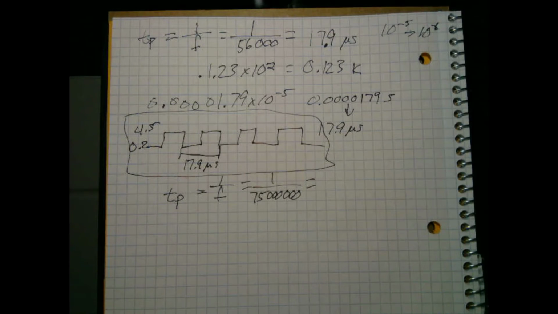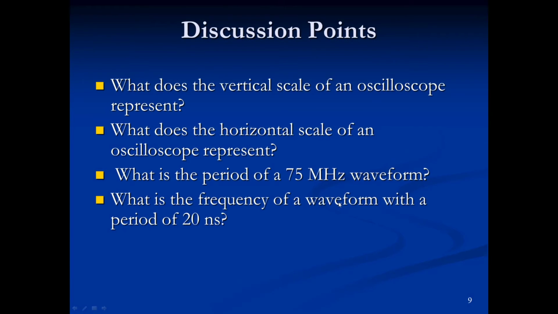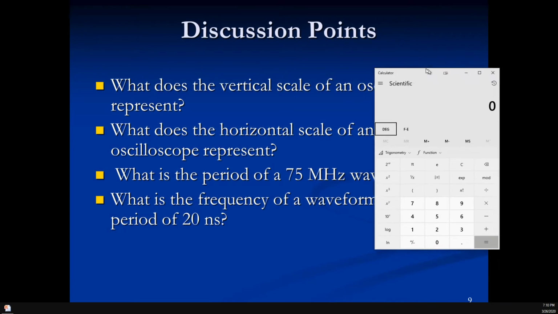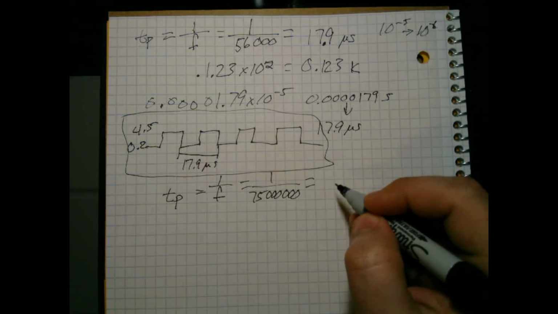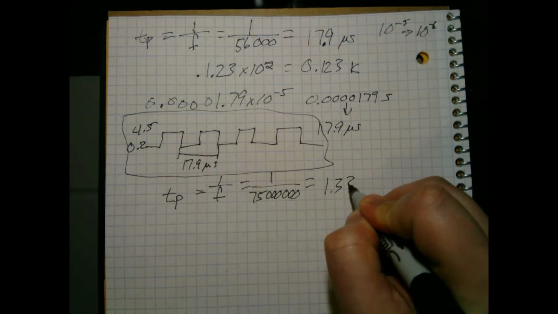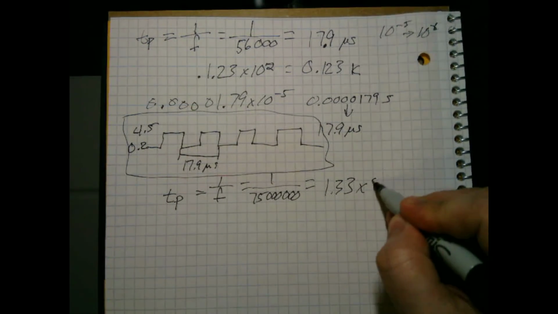Well, let's go back to our calculator. And we'll just divide 1 by 75 million. One too many zeros. 75 million. And it gives us 1.3333 repeating, times 10 to the negative 8. So 1.33 we'll round it to, times 10 to the negative 8.